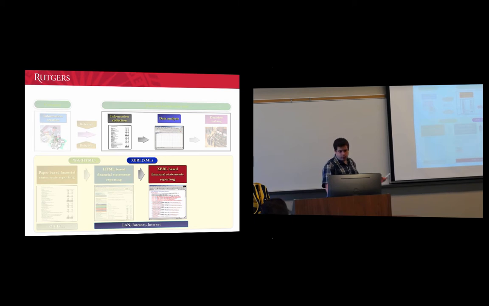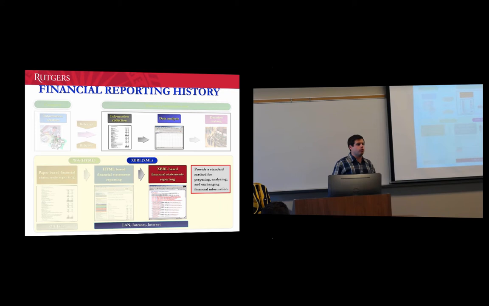Right? So it provides a standard method for preparing, analyzing, and exchanging financial information. The nice thing about using common tags is it also links the companies with a commonality, even if the company may use 2 different words for the same thing. For example, one company might use a cash and cash equivalents label. Another company might call it cash equivalents and cash. To us, we all know that that's the same thing.